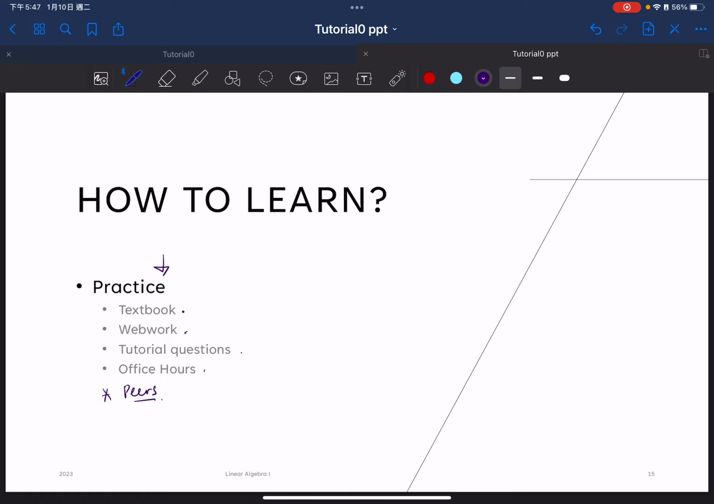Find your group of peers that you like to work with, right? I mean, you are in university. What is the benefit of being in university? What you can do in university, but what you can't do when you are learning on YouTube or on anything by yourself, is your peers.